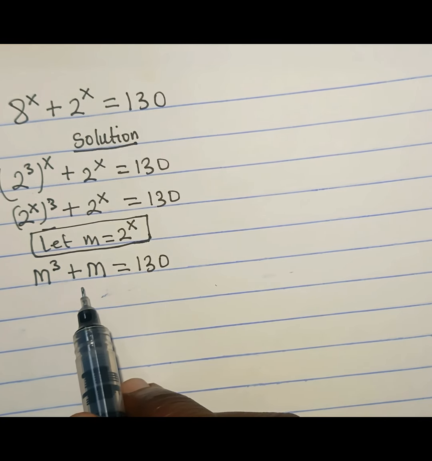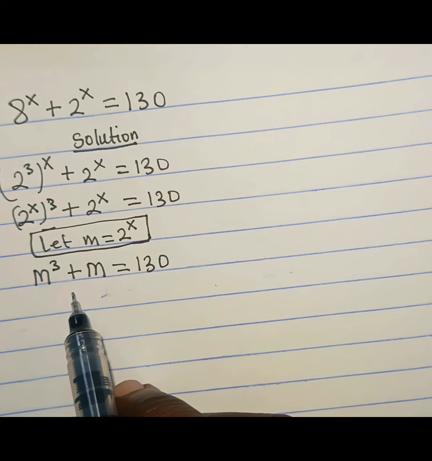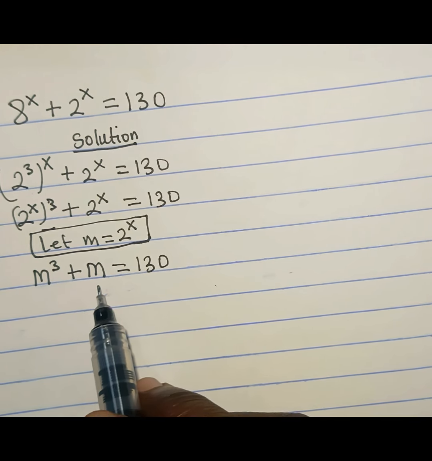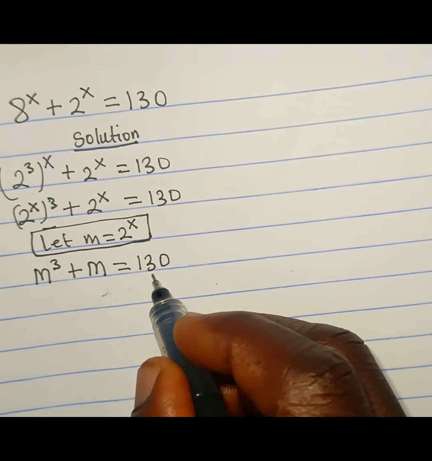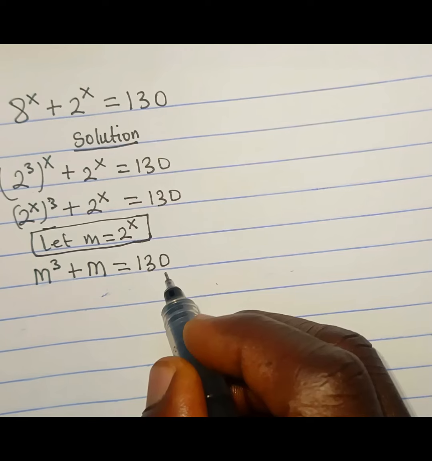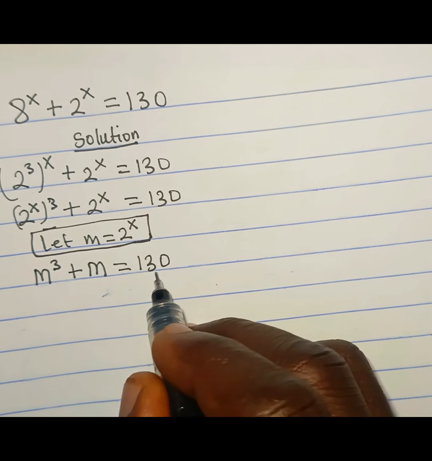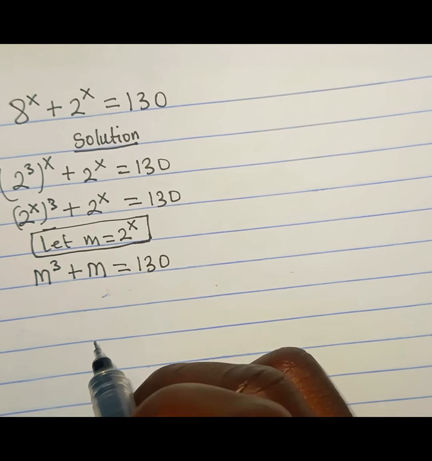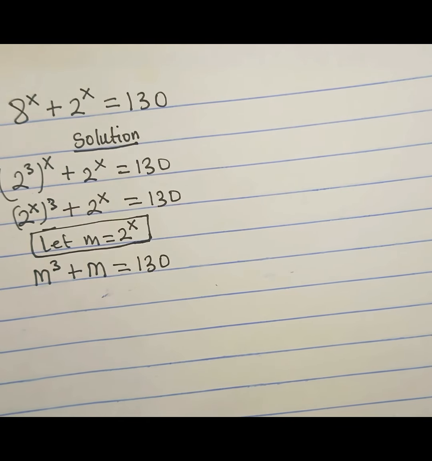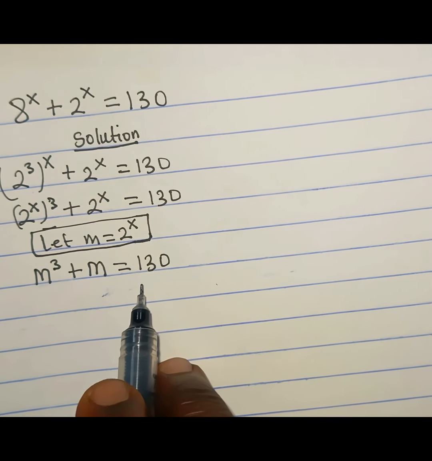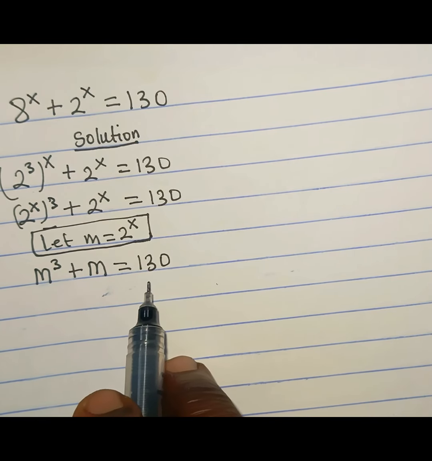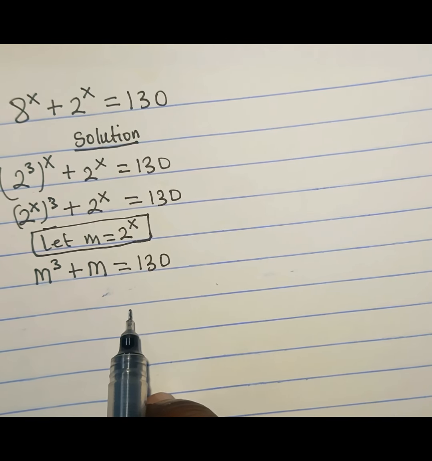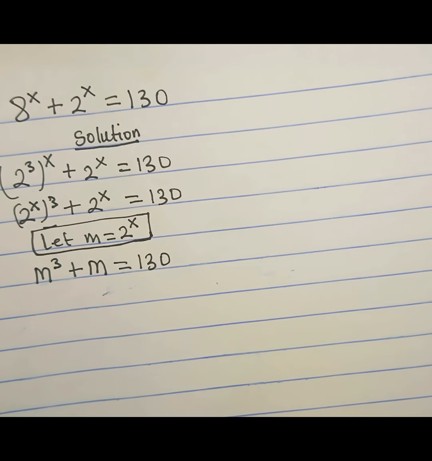We have different methods of solving a cubic equation, but in this video, we are going to use what we call the factorization method by using long division. In using the factorization method, the first thing we need to do is to consider factors of 130 that, when we substitute, will balance this equation. So when we do trial and error and get one value that satisfies this equation, we use it in long division to get the remaining two solutions.